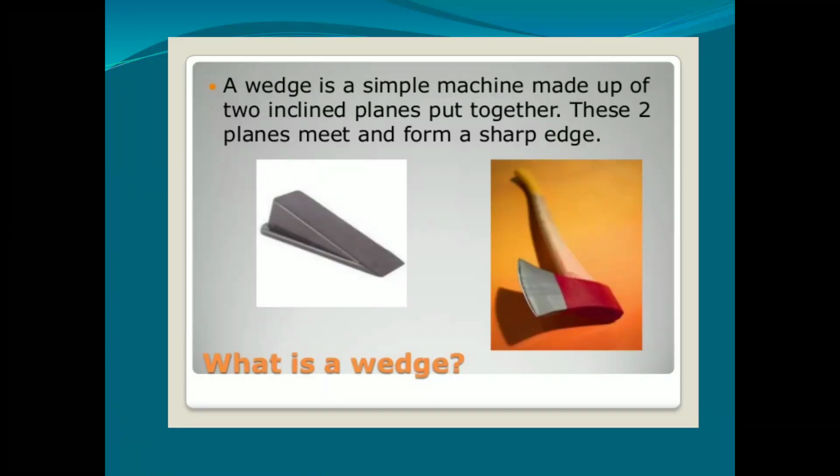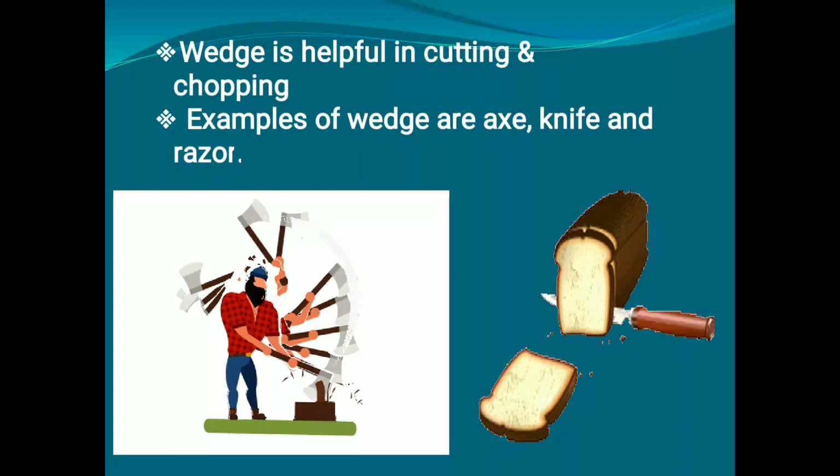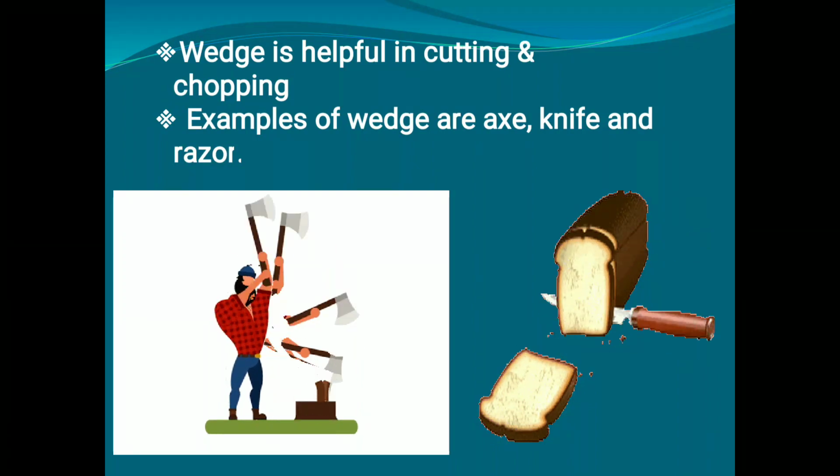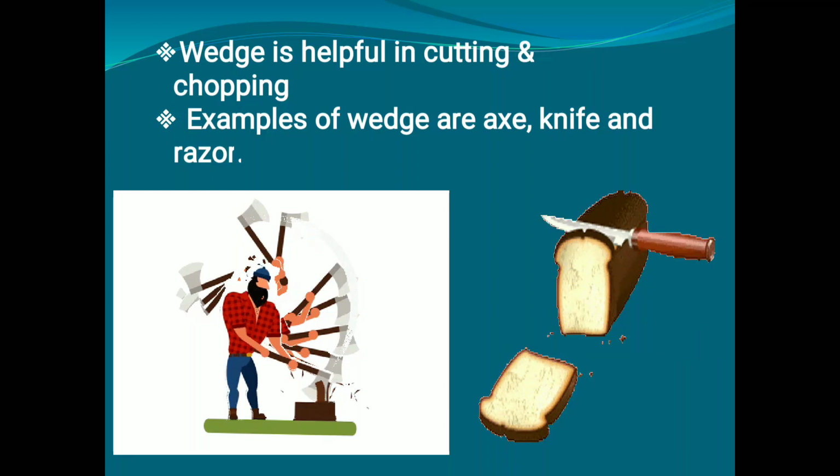The next simple machine we are going to talk about is the wedge. A wedge is a simple machine made up of two inclined planes put together. These two planes meet and form a sharp edge. That's called a wedge. A wedge is helpful in cutting and chopping. The examples of wedge are axe, knife, and razor.